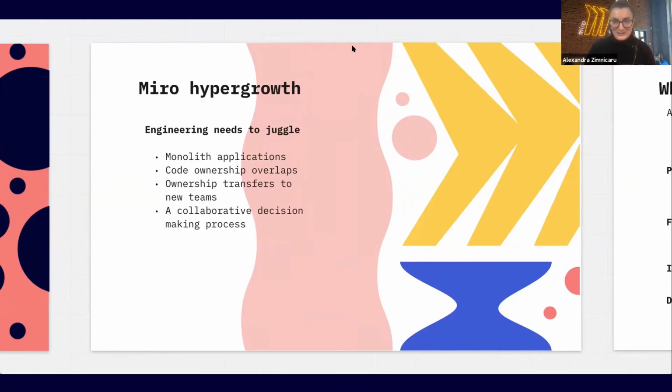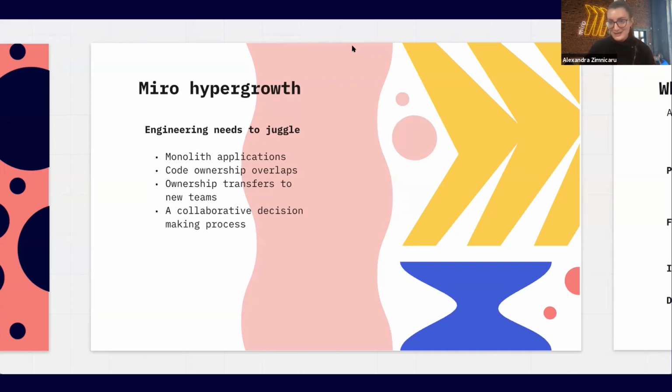As engineers, we need to juggle monolith applications, although on the front end we are working towards a Monorepo right now, but we still have to work with one big code base, respectively on the back end and front end. So different teams end up working on the same code very often. We also have to deal with code ownership overlaps. We manage our code ownership with code owners' documents, but of course, the code isn't perfectly sliced between teams.